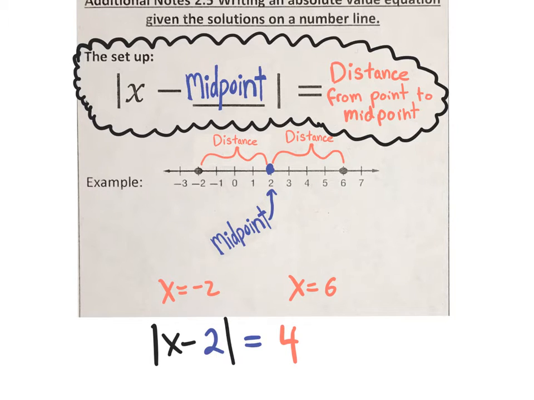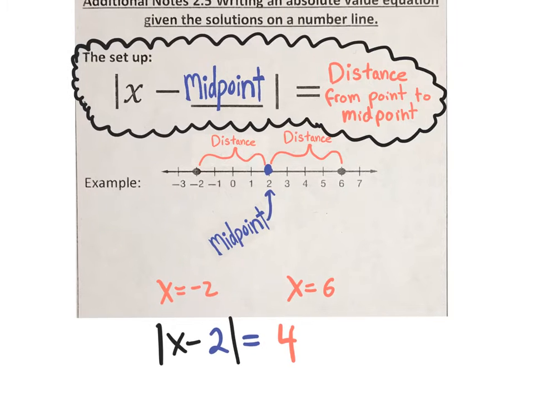Okay, once again, the setup is this: absolute value of x minus the midpoint, you actually have to count and find the midpoint, equals the distance from the point to the midpoint. It doesn't matter if you go from this point to that point or this point to that midpoint. So anyways, we created that. The midpoint was 2. The distance was 4. And let's actually prove to you that this equation down here will actually give us the answers -2 and 6.